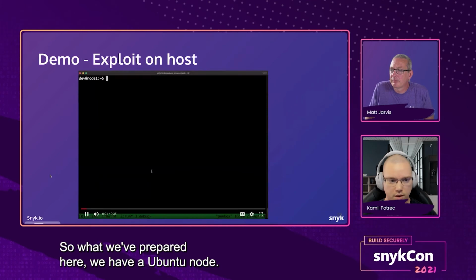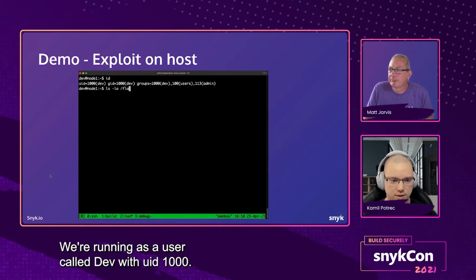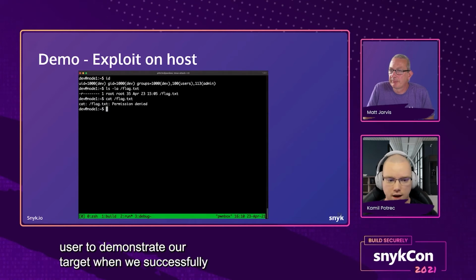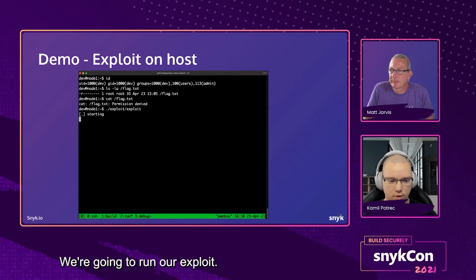So what we've prepared here, we have a Ubuntu node. We're running as a user called dev with UID 1000. We've created a simple flag that is only accessible to a root user to demonstrate our target when we successfully exploit the system. We're going to run our exploit.